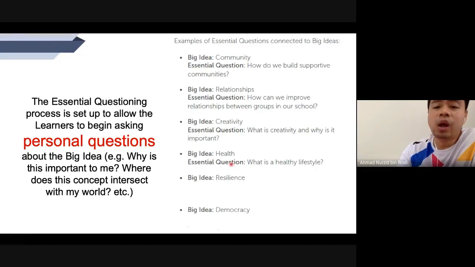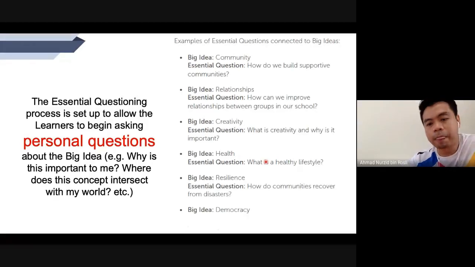Registration, or what is RMO, registration movement order. So why do we need such a question? The question helps the student to generate sub-questions that lead to the resources they can use later on. And then the next one is resilience. How does the community recover from disaster?